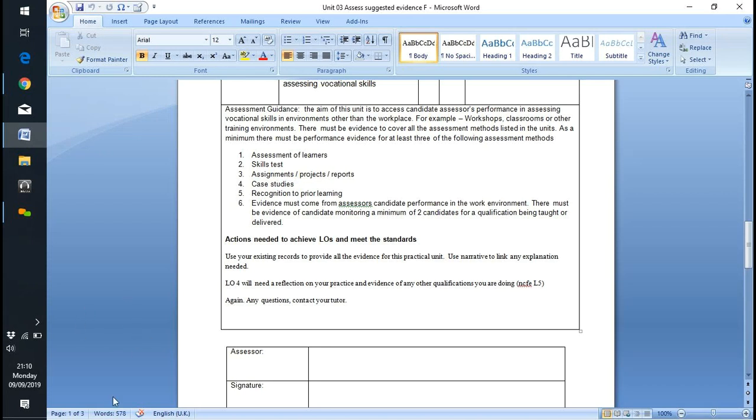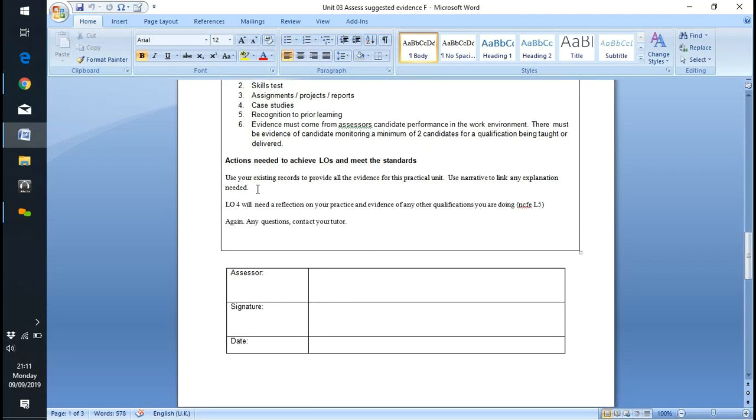So there's very little difference between Unit 2 and Unit 3. It's just where you're actually doing the assessments. There are slightly different conditions under which you want to be working. So actions needed: use your existing records to provide all the evidence for this practical unit. Use narrative to link or any explanation that's needed. And for all four, you'll need a reflection on your practice and evidence of any other qualifications you are doing. So, let's just talk about what I've done so far. NCFE level 5, I'll put it down there.